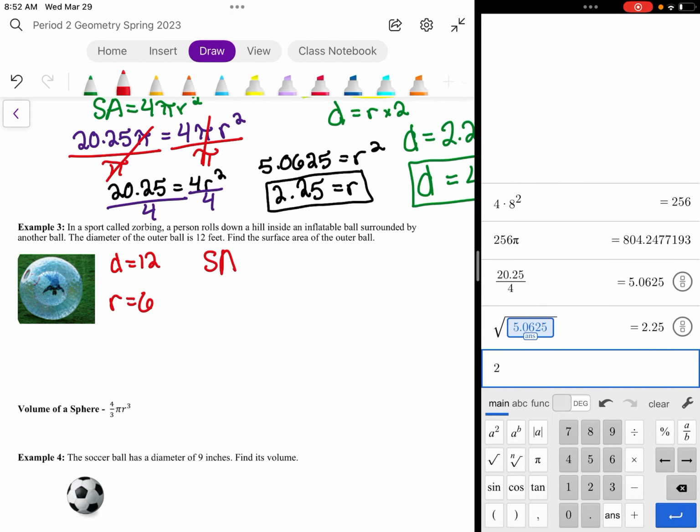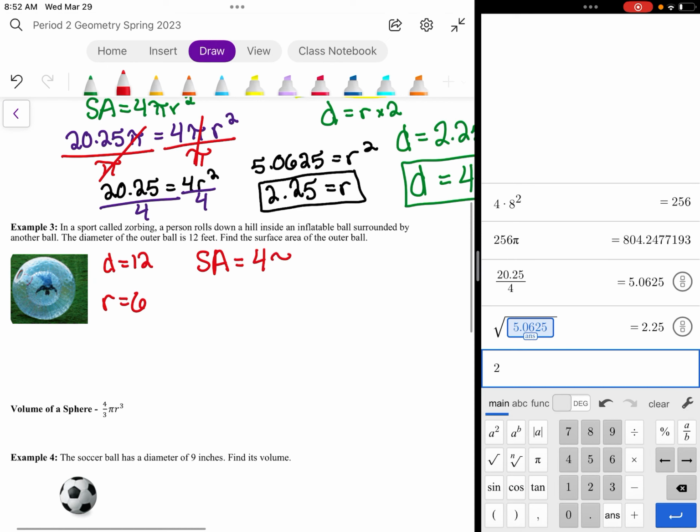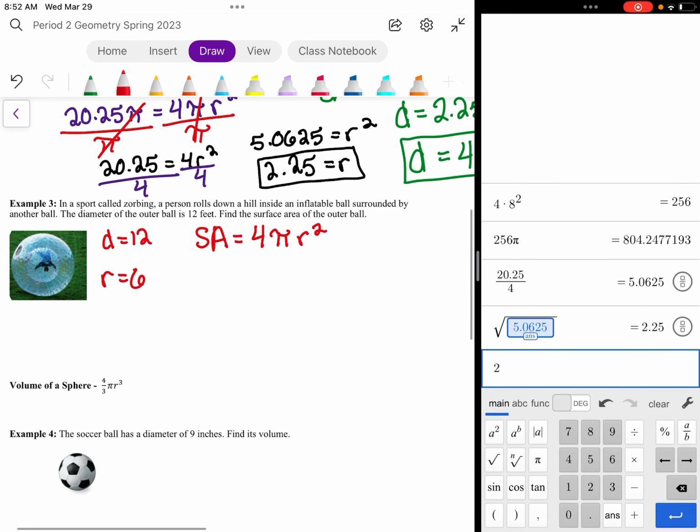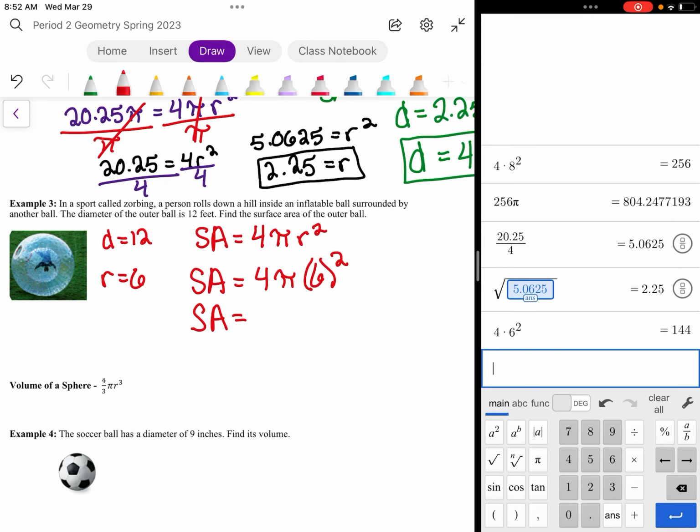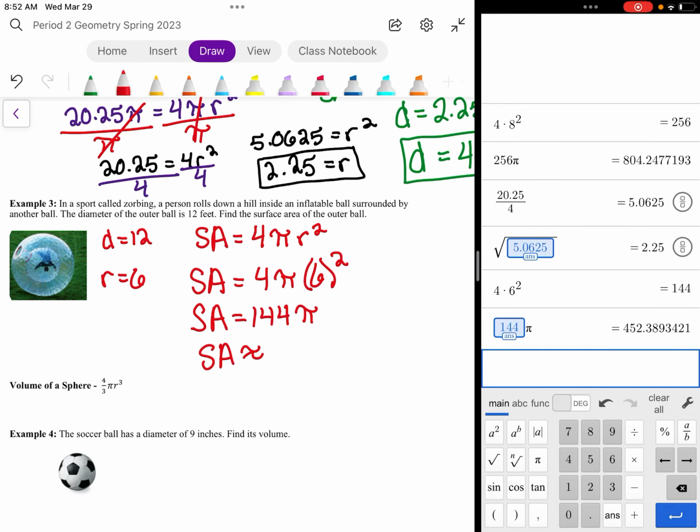Once we know our radius, we can plug everything into our surface area formula, which is 4 pi r squared. So our surface area is going to be 4 pi times 6 squared. If we're leaving it in terms of pi on your calculator, you are just going to type in 4 times 6 squared to get 144 pi. And if we are rounding, then we would type pi into our calculator. So if we take 144 pi, that gives us about 452.4. It's still surface area, so feet squared would be our answer.